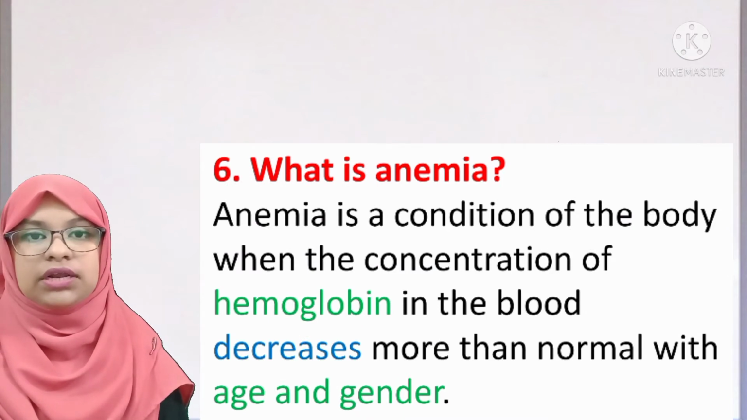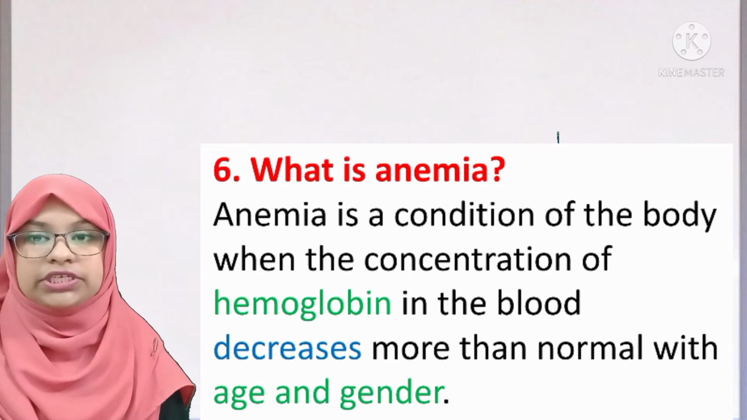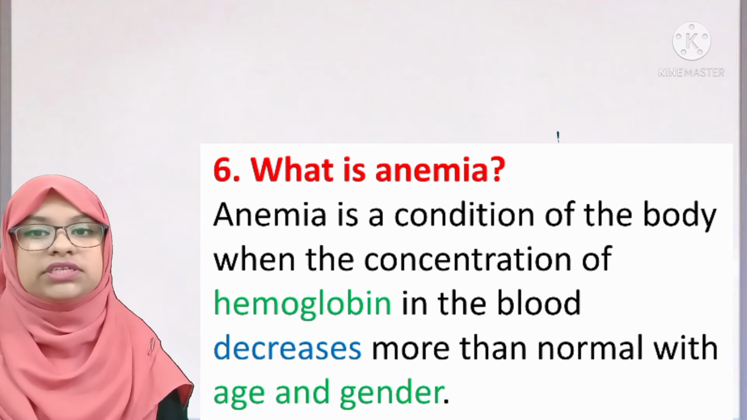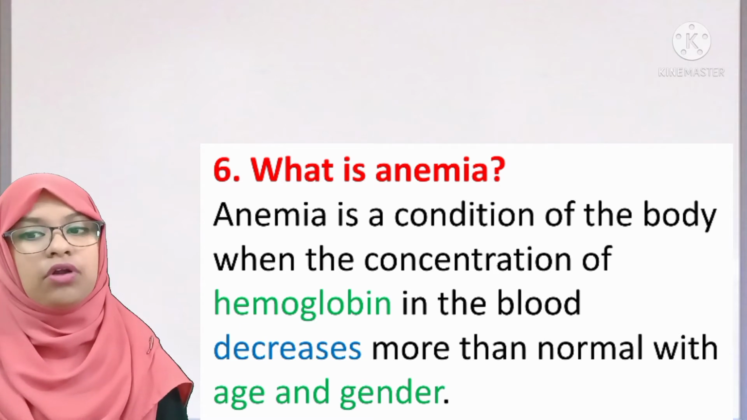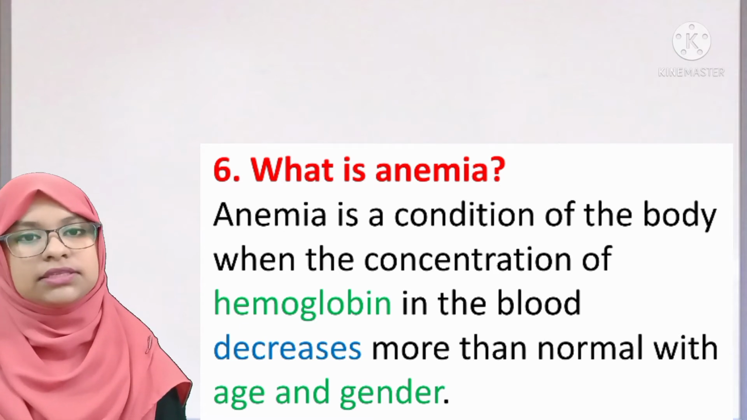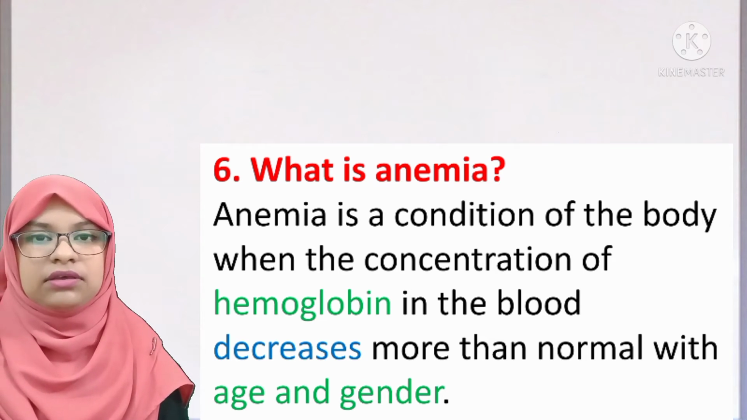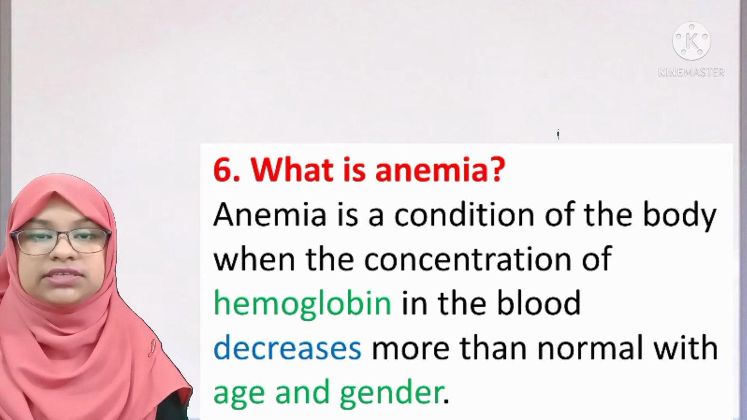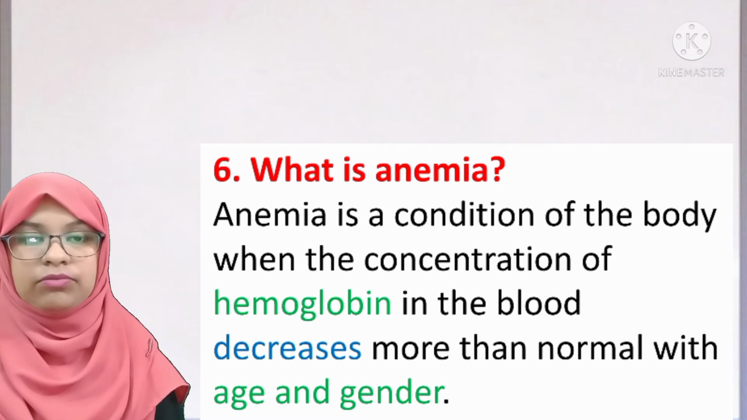Our sixth question, what is anemia? Anemia is a condition of the body when the concentration of hemoglobin in the blood decreases more than normal with age and gender. That means anemia is a disease that is related with the percentage of hemoglobin.